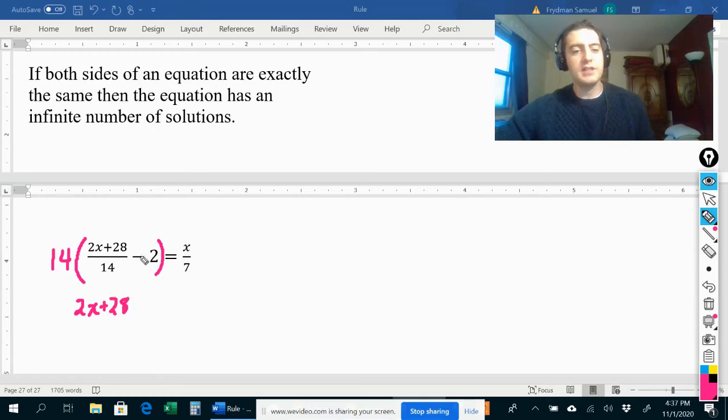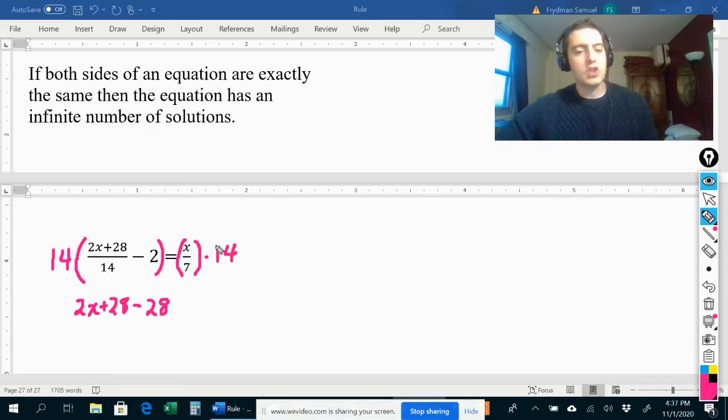And then this 14 times, even though this is a minus 2, I'll think of it as negative 2. So 14 times negative 2 is negative 28. And I can put a minus 28 over here. And whoops, whatever I do to the left side, I have to do the same thing to the right side also. So I also need to multiply this by 14.